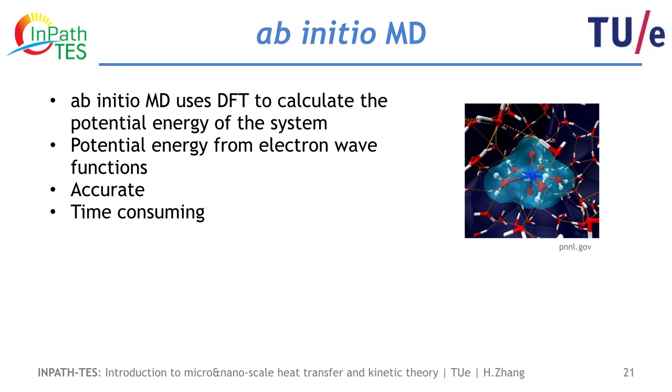In ab initio MD, the potential energy is directly calculated from the ground state electronic wave functions. Therefore, the simulation is considered from first principles, and hence is given its name, ab initio, which means from the beginning. The advantage of ab initio MD is its accuracy, and it can reproduce many details at the electronic structure level. However, as a dynamic extension to DFT, ab initio MD is limited in system size and is very time-consuming.